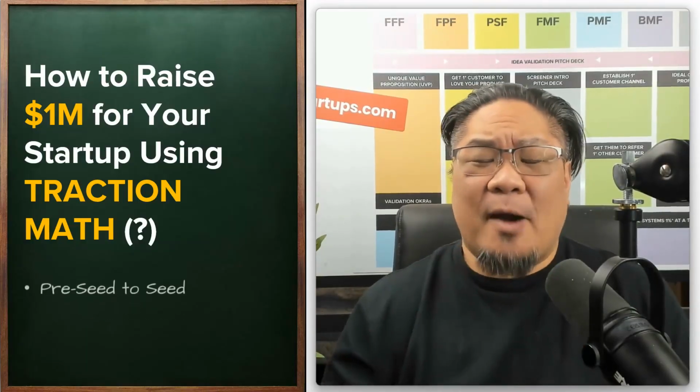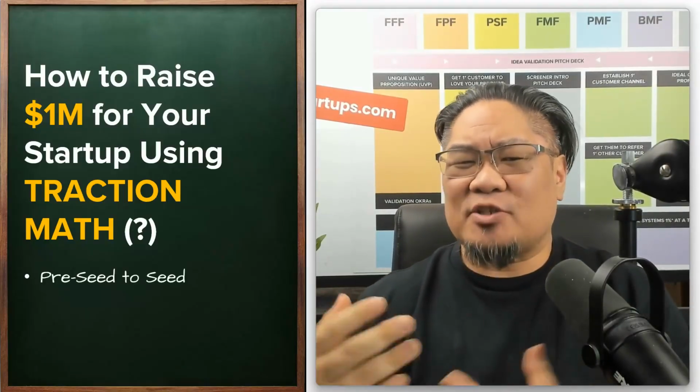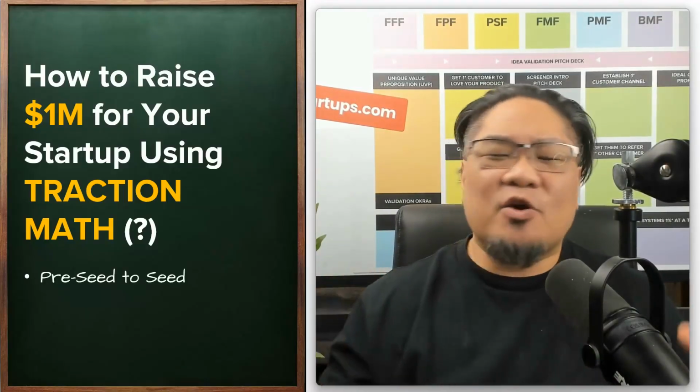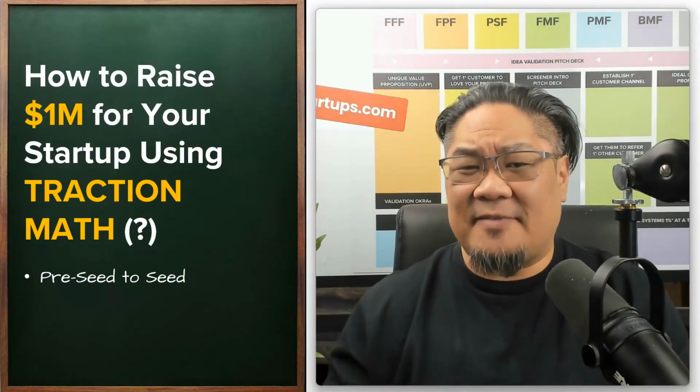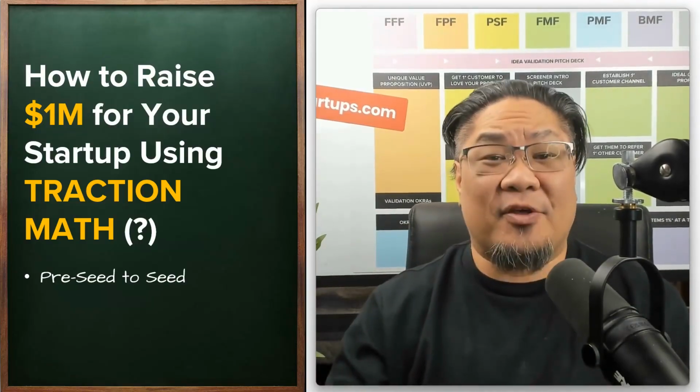And that's what we're going to talk about, pre-seed to seed, because once you reach A round, you pretty much have this on lock. But there's this fuzzy gray area in this pre-seed to seed funding where you need to be demonstrating a certain amount of traction. I'm going to show you the math on how to do this.